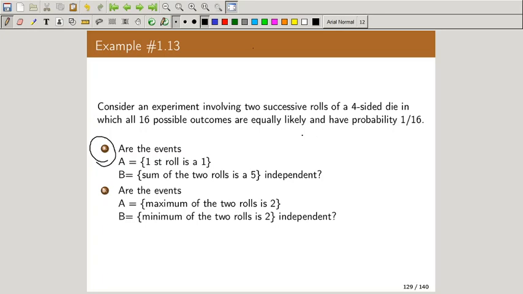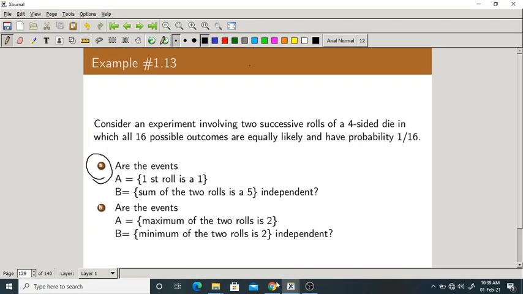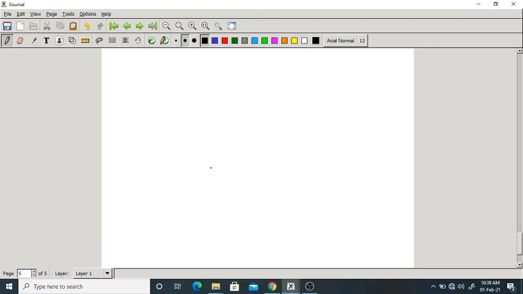Now, let us find event A and event B separately. So what does event A contain and what does event B contain? The first roll is a 1 and the sum of two rolls is a 5. So let us solve part A. Event A says the first roll is a 1. What are the possibilities?